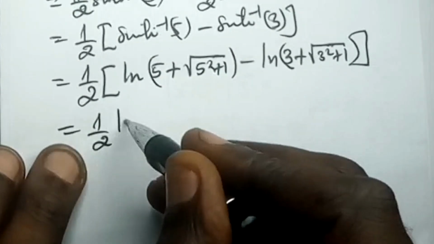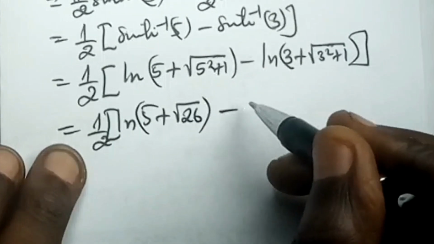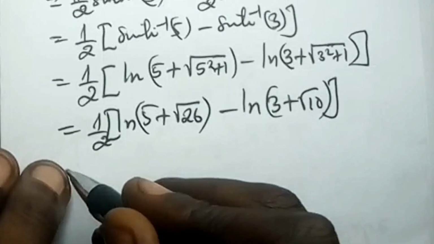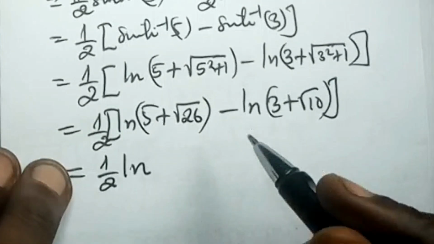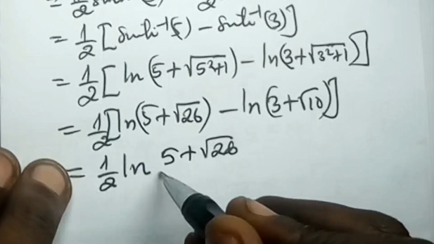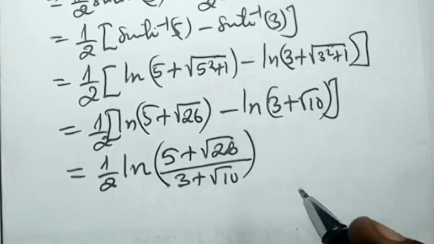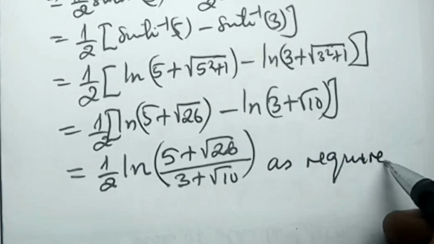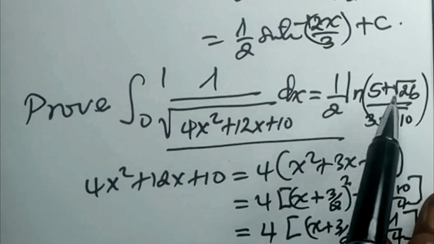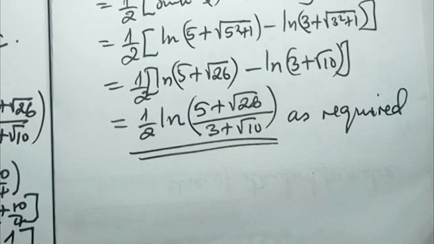This gives half ln of 5 plus the root of 5 squared, 25 plus 1, which is 26, minus ln of 3 plus 3 squared being 9 plus 1 gives the root of 10. And then laws of logarithm, I have ln of this divided by this, so I have 5 plus the root of 26 all over 3 plus the root of 10, and that gives the integral as required. We were asked to prove that the integral from 0 to 1 of all this equals half ln of 5 plus root 26 all over 3 plus root 10. So you can see the importance of using standard formulae in the exam.